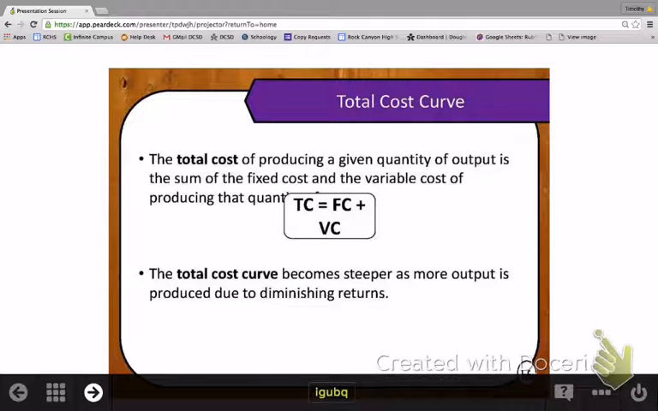If we abbreviate it, and in economics we commonly use abbreviations in these formulas, and so you should be familiar with what all these abbreviations are. TC always stands for total cost, FC stands for fixed cost, and VC is variable cost. And so total cost is the sum of our fixed cost plus our variable cost. And then we can graph that to produce what we call a total cost curve, and we will see that the total cost curve becomes steeper as more output is produced because of diminishing marginal returns.